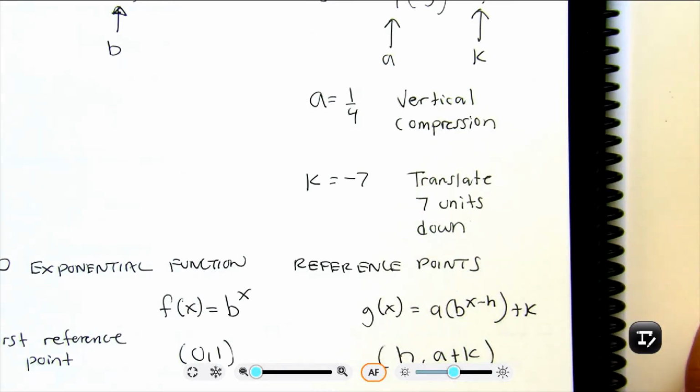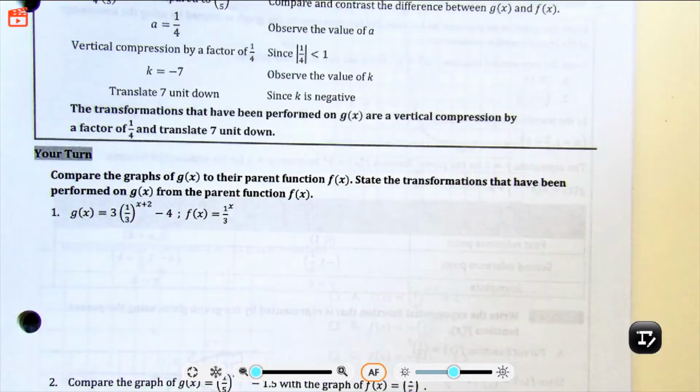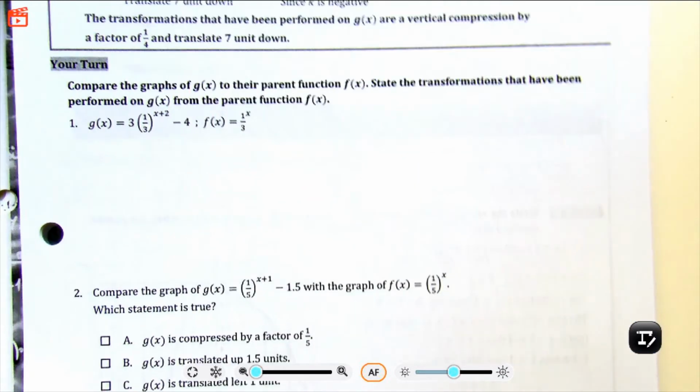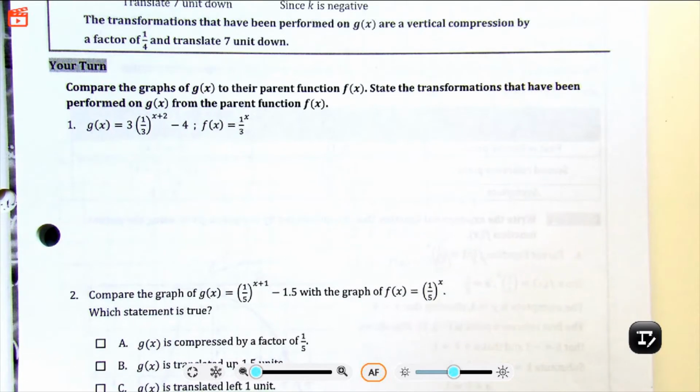So let's practice 2 problems before we move on to the next lesson. And this is a good part to pause the video. I really want you guys to try these problems on your own and see if you get the correct answer. So again, pause the video and then play it to view the answers.